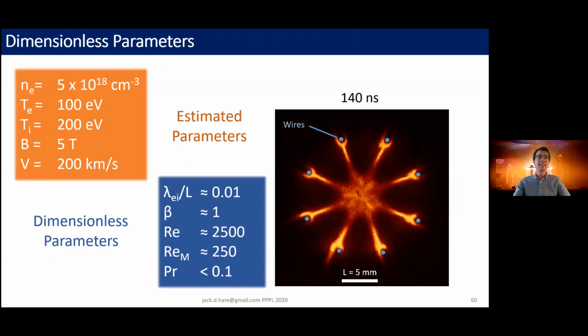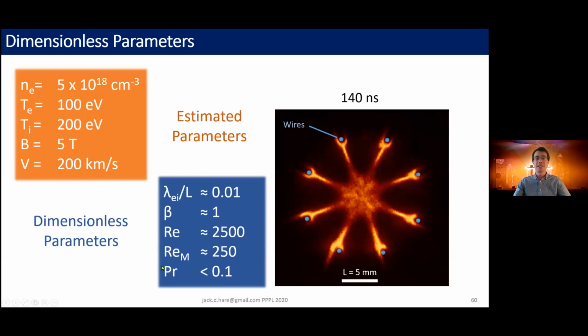Now we can estimate some parameters such as density and temperature, etc., for these sorts of plasmas, and we can get an idea of what the dimensionlessly scaled regime we're in. So as I said before, we're in quite a collisional regime. We have a plasma beta on the order of unity. Now our Reynolds number and our magnetic Reynolds number are high, which means we can expect to have MHD turbulence in this situation, but our Prandtl number is less than 1.